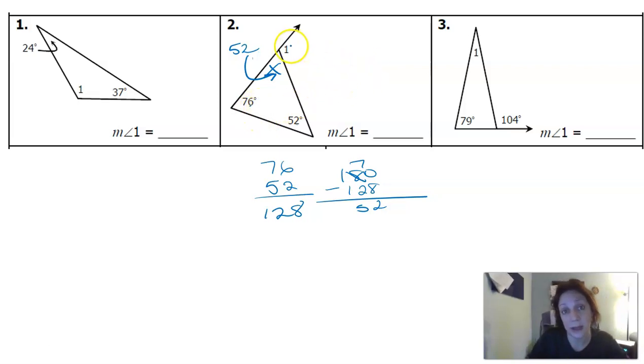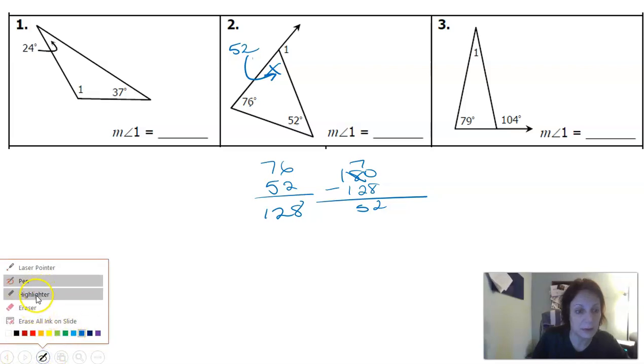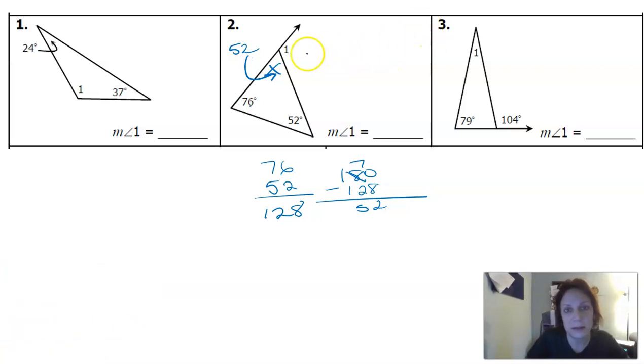They asked for this outside angle. So what I need you to notice is that this 52 degree angle right here and this angle we're looking for together make a straight line. And straight lines are the other place that we see 180 degrees. We know that triangles are 180 degrees, but before we knew that straight lines made up 180 degrees.